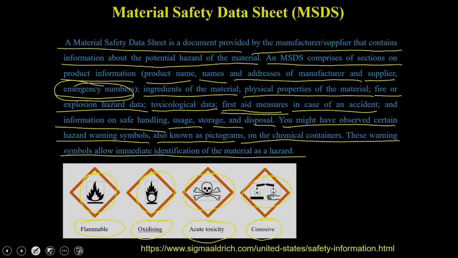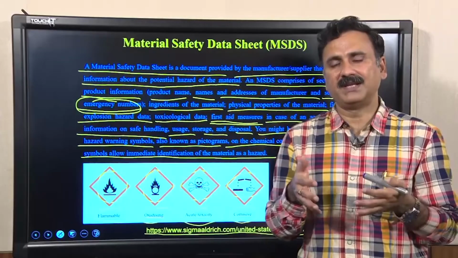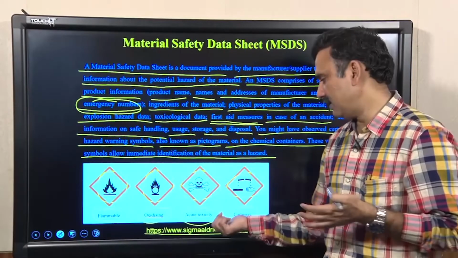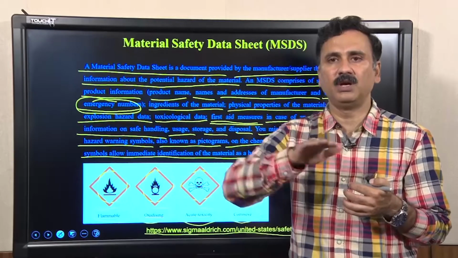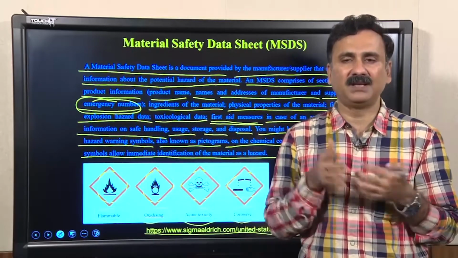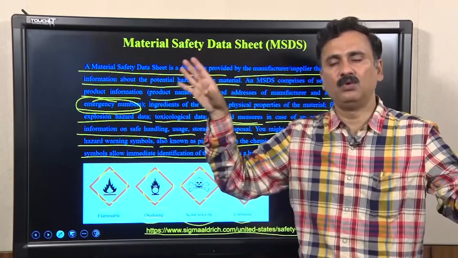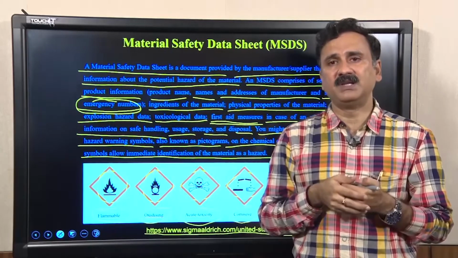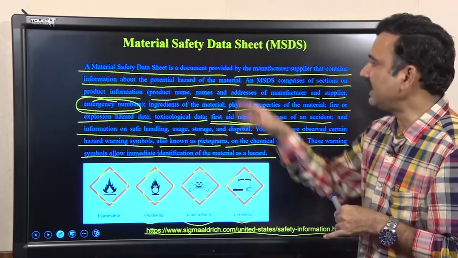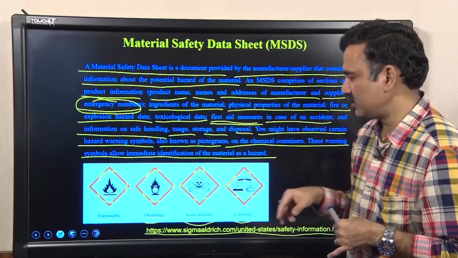You can follow through some of these Sigma Aldrich catalogs, and I have given you a link here. If you follow it, it will show you what an MSDS looks like. If you click this link, it will take you to the Sigma Aldrich website, which shows a prototype of the MSDS document that has all this information.